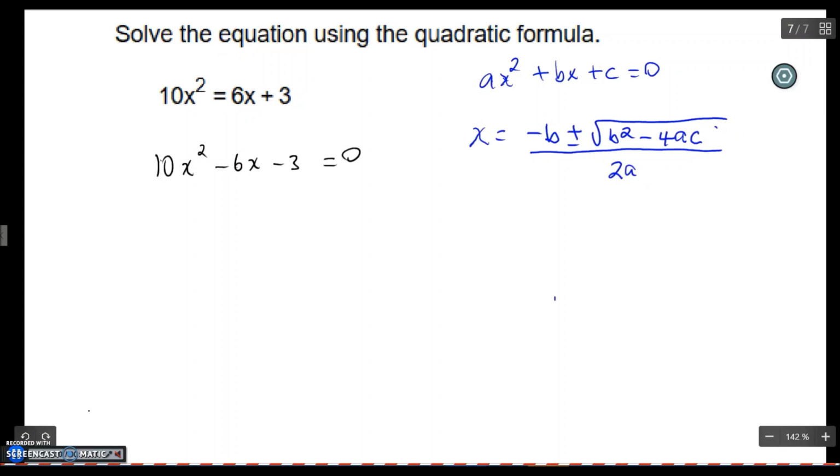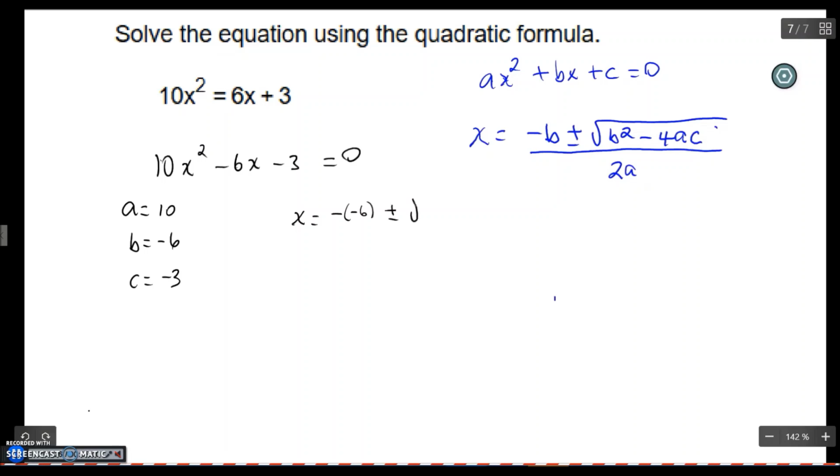All right, now identify A, B, and C. A is 10, B is negative 6, and C is negative 3. We're just going to pop those guys right into the formula here. So we get x is equal to negative b. All right, negative b. Well, b is negative 6. So there's my negative b. It's going to end up being a positive 6.